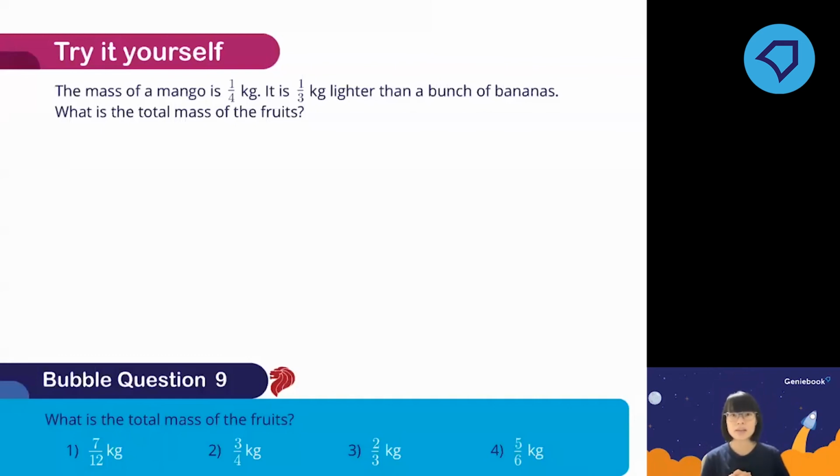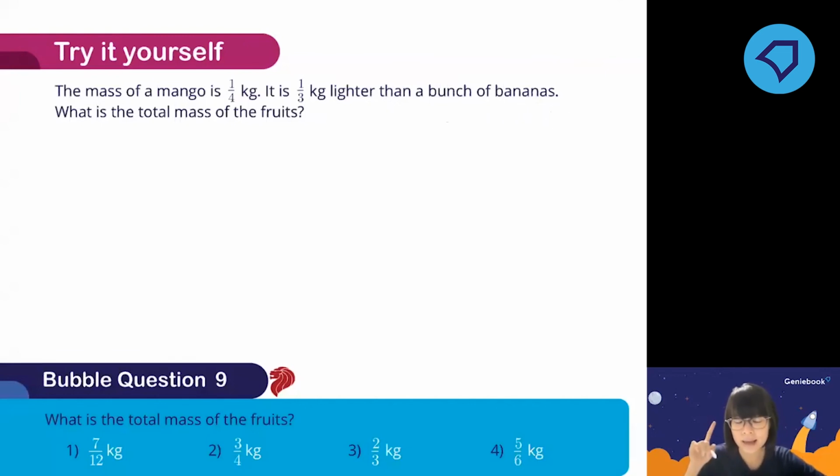Are you guys ready? Can I launch the options? Options launching in 3, 2, 1. Let's go. We need to find the mass of the bananas first. Now this sentence is very important. It is 1/3 kg lighter than the bunch of bananas. So think about it. Is the banana actually heavier or lighter?